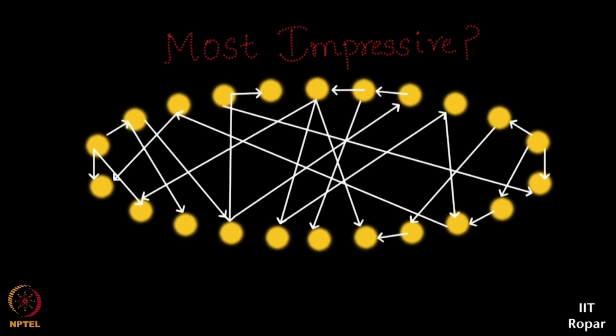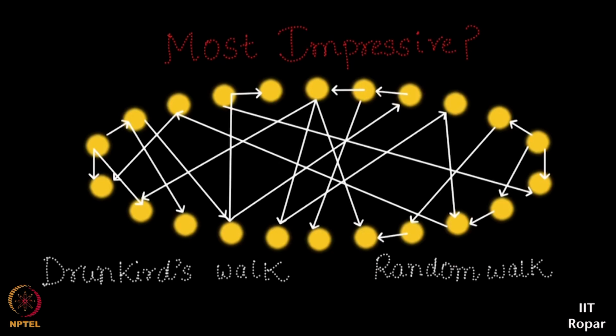What I will do is, on this graph that you are seeing, the network, I will start from some node and take what is called a drunkard's walk, also called the random walk. The point is, you start from a node, let's say this node. You have so many lines going from this node.